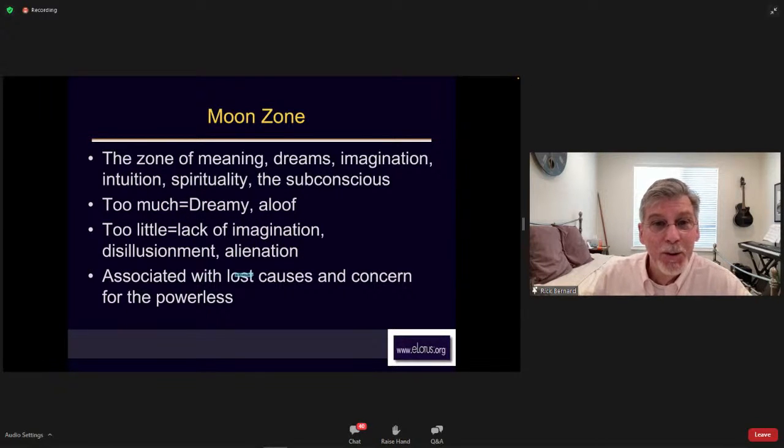If you have too much of this area, people will see you as kind of dreamy, kind of aloof. Too little, a person has a lack of imagination; they're not accessing that area of their personality. It can cause disillusionment, alienation. I'll show you some lines where the headline goes down into that zone. We talked about it in the first class, it's a marker of depression because they stay in that deep feeling zone too long. It's okay to visit there, but you don't want to stay there a long time. You want to try to come back out.